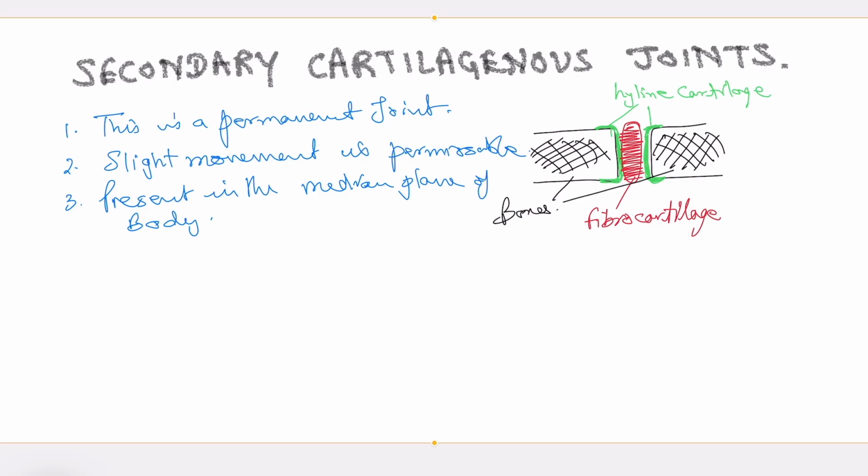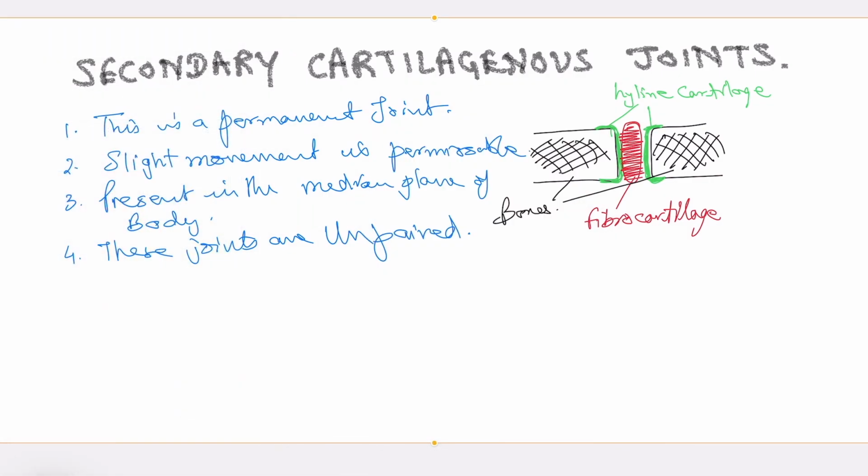So this will help you remember the examples also. You don't have to think on the right and the left side. Simply in the median plane. And this will fetch out another characteristic feature of this joint. From the third point, you can guess the fourth point. What will it be? That these joints are unpaired.